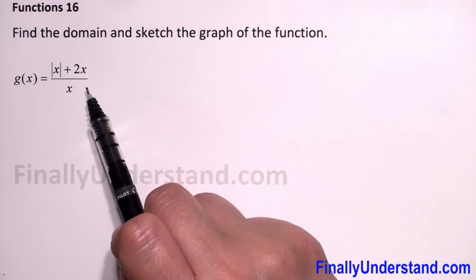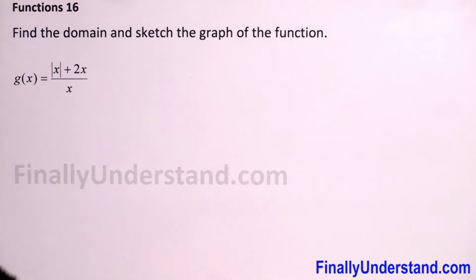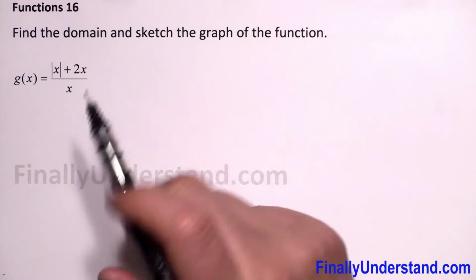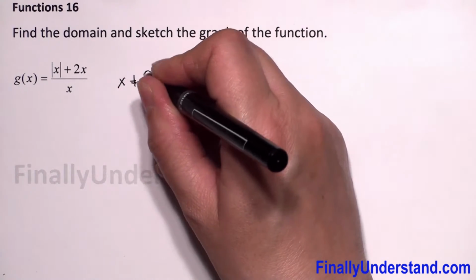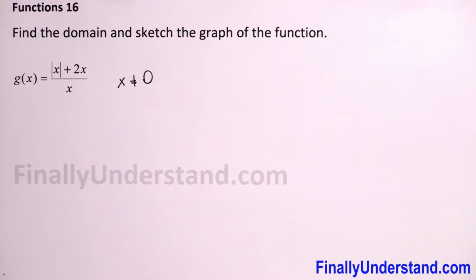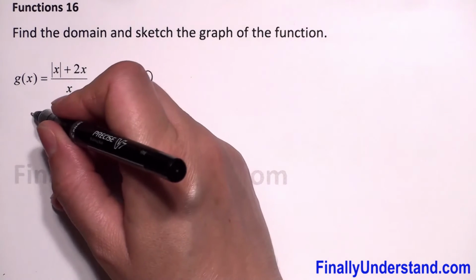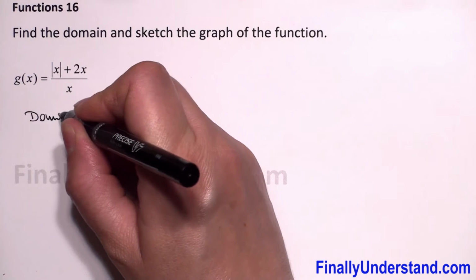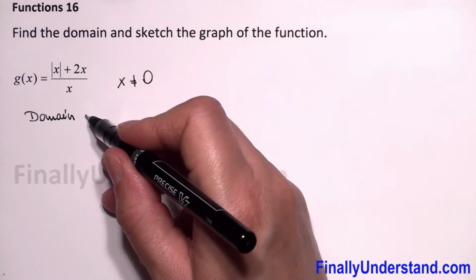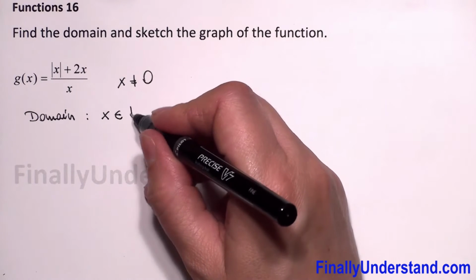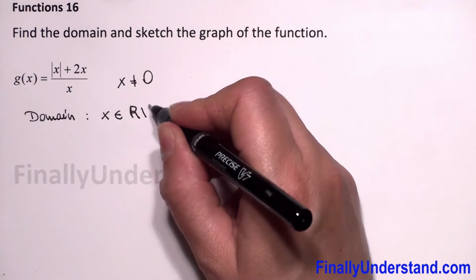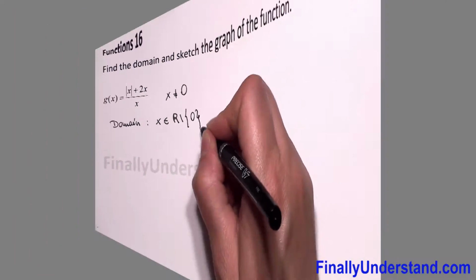And we have division. We know that we cannot divide by 0. It means x must be different than 0. So we can write our domain. X belongs to all real numbers excluded 0.